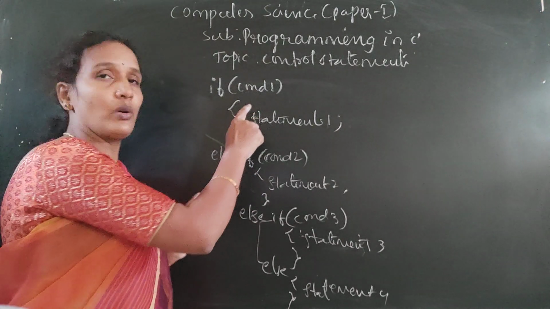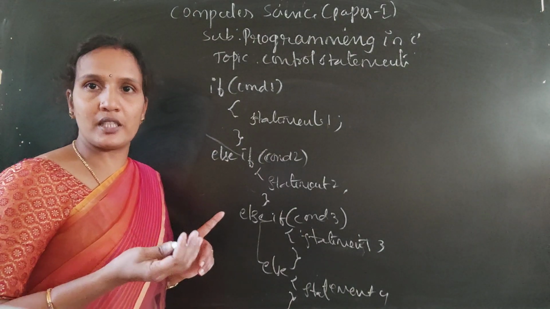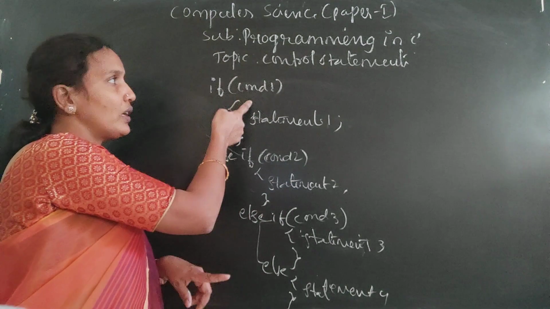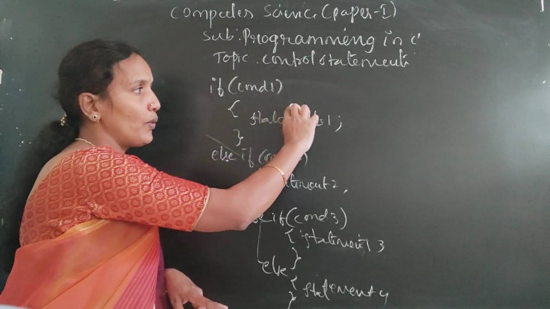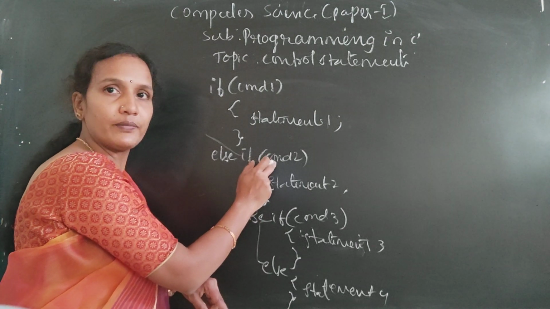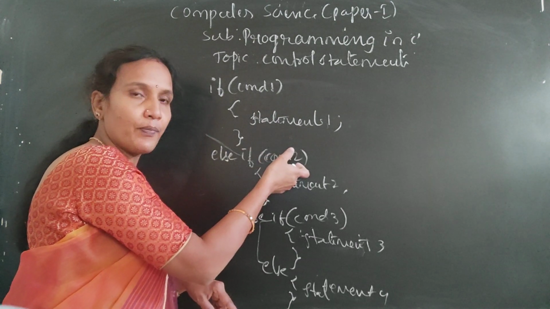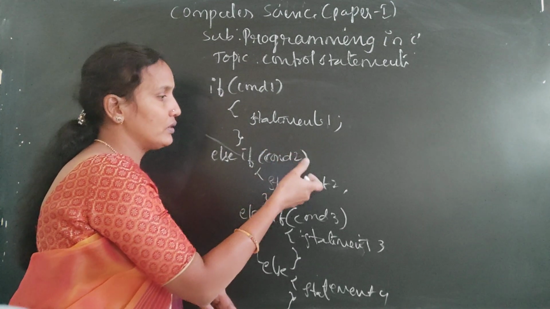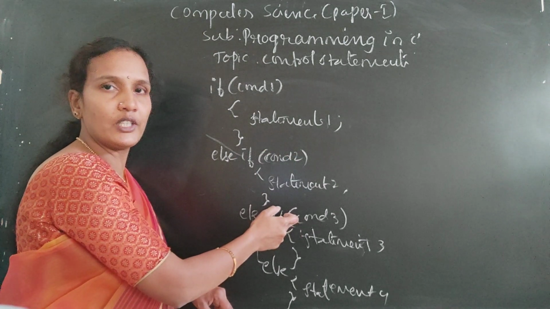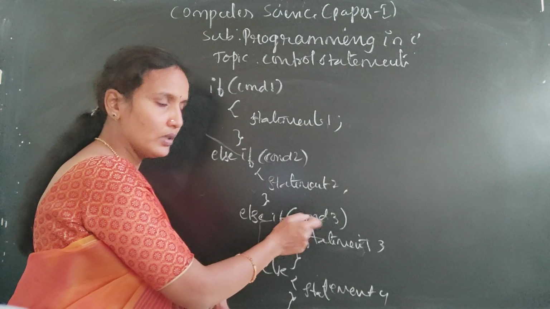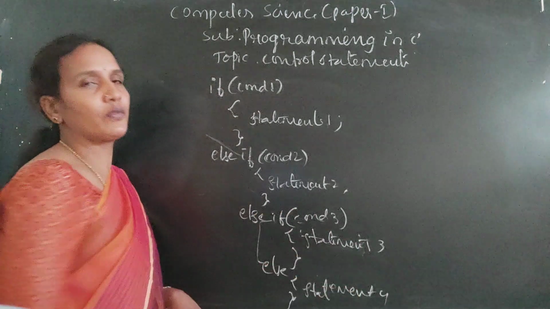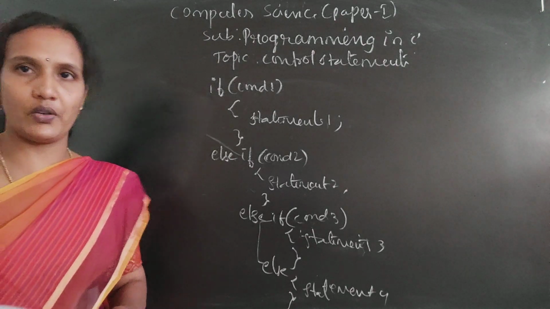As I already said, if is a two-way decision making statement. This is a true block and this is a false block for an if. If condition 1 is true, the true block will be executed. If condition 1 is false, this will be executed. In this again I have given a condition. If this is true, this will be executed. If this is false, we come to the third condition. If the third condition is true, statement 3 will be executed. If the third condition is false, the else part of the third condition will be executed.